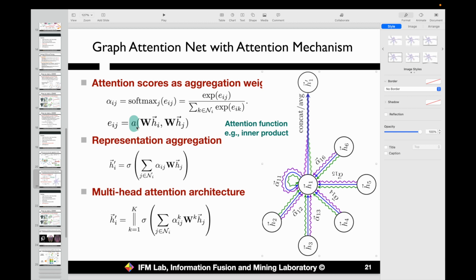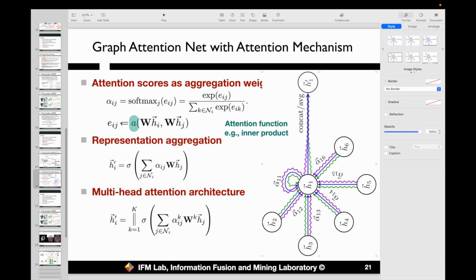There are different ways to define the attention function. It can be either based on the attention we define for the transformers, or we can define the attention in another way. Here we just define the attention by the inner product between two vectors. Because this result will be one vector, and this one will be another vector, we calculate the inner product as attention scores. This will return a scalar number, eij as an example. This eij can be any number, denoting the correlation between two nodes based on their learned representations.